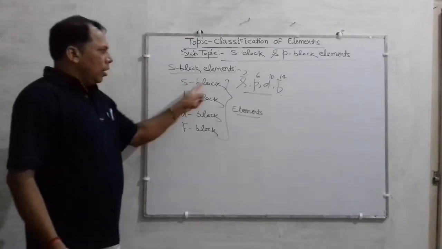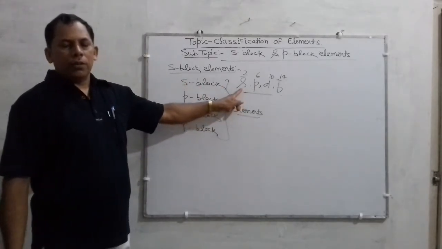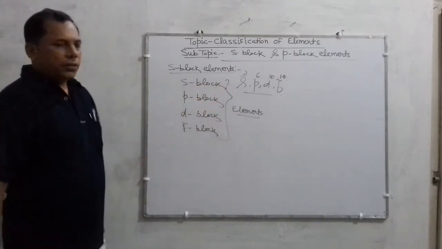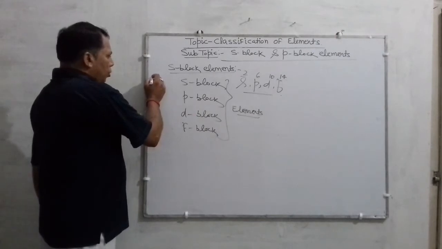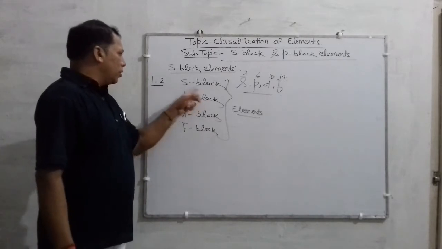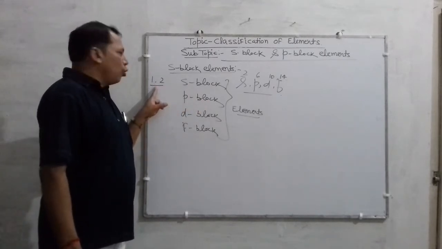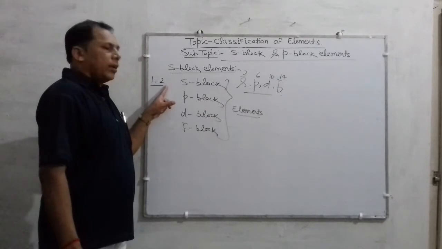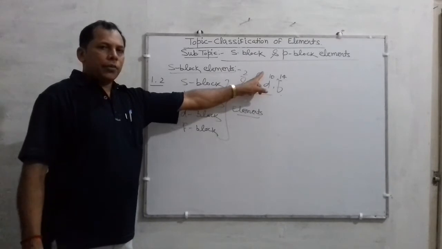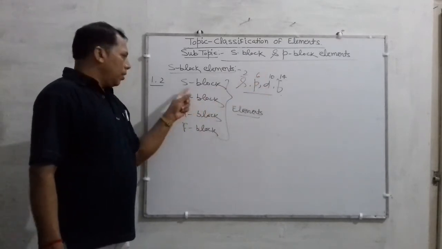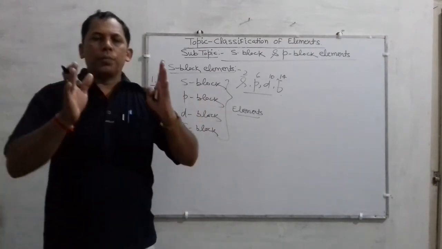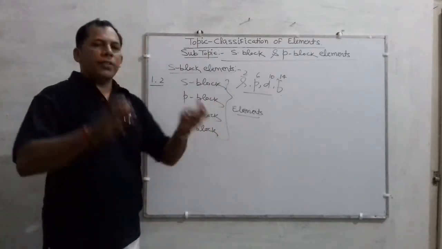How? Since the S subshell contains 2 electrons, children, similarly this S block contains 2 groups of the periodic table, namely the first group and second group. Similarly, the P subshell has 6 electrons, but here the P block elements are placed in 6 groups. The total number of groups present in the P block is 6.